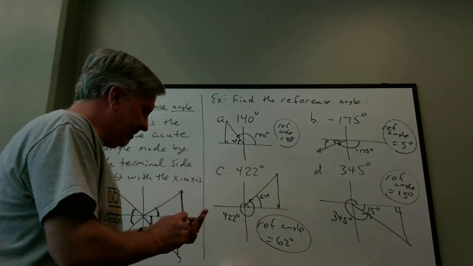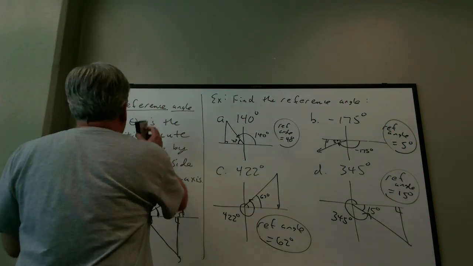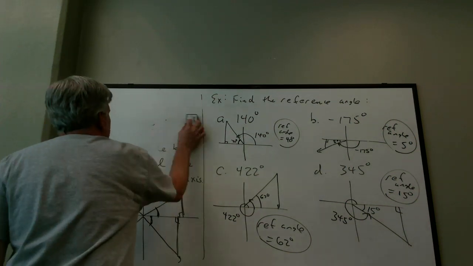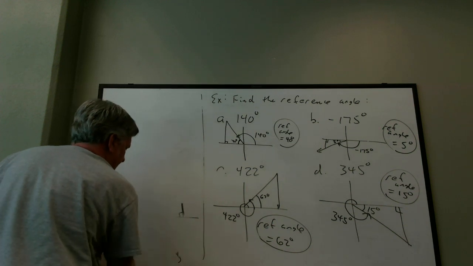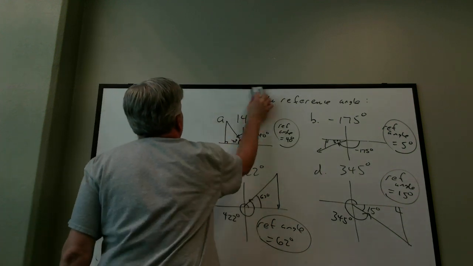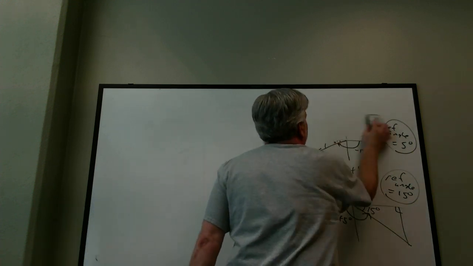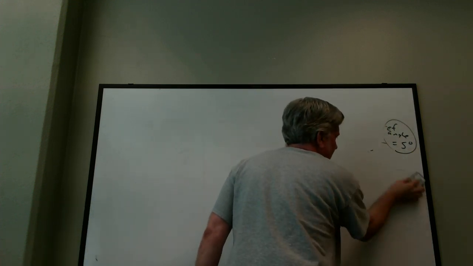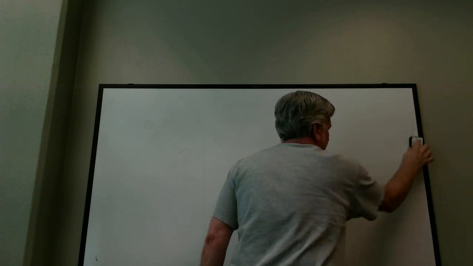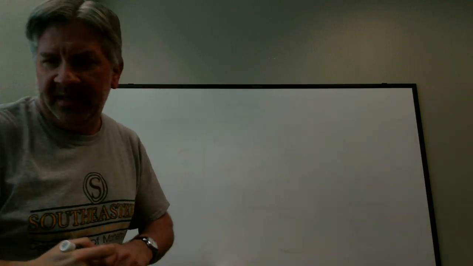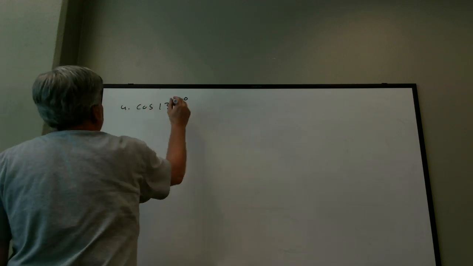Okay, so the next examples use this and stuff we did in the last section. So this is the only new thing. It's finding the reference angle. So the next example says find the exact value for each of the following. So A is cosine of 135 degrees.